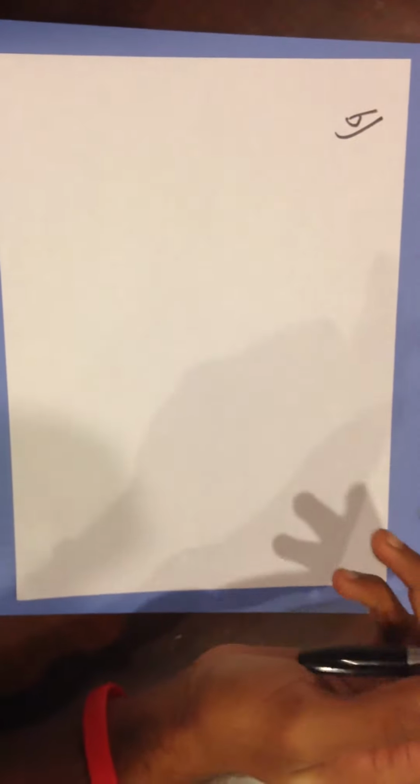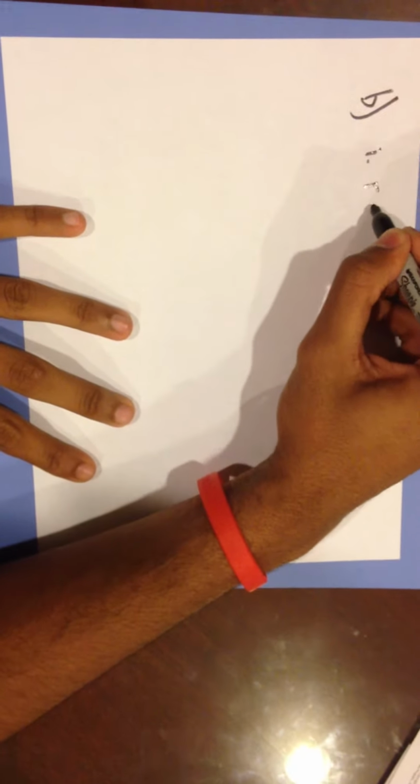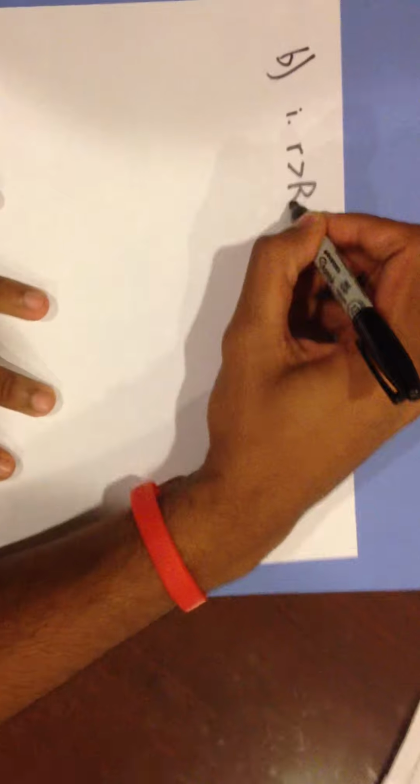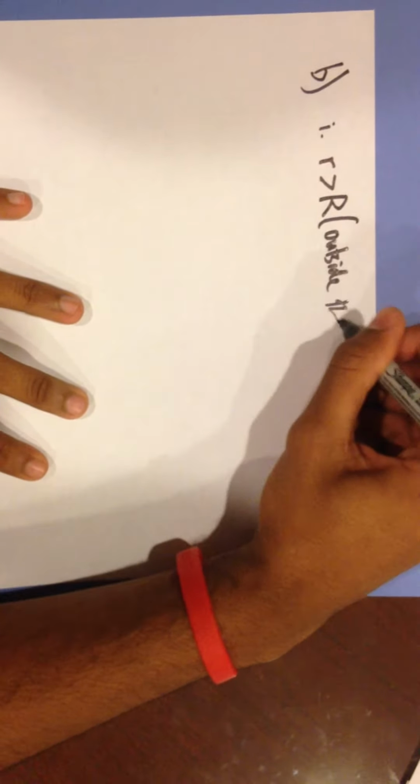Now for part B, they're asking us, using Gauss's law, to derive an expression for the magnitude of the electric field E in terms of little r, big R, rho, and the fundamental constants. And the first case is asking us when little r is greater than big R, which means we're outside the cylinder.